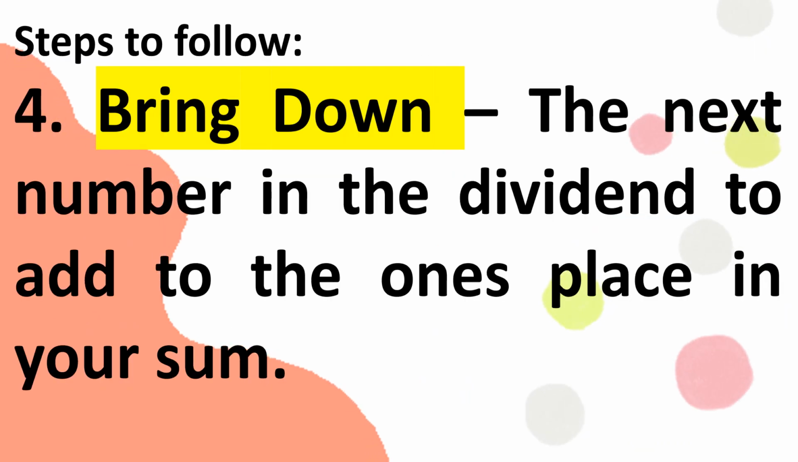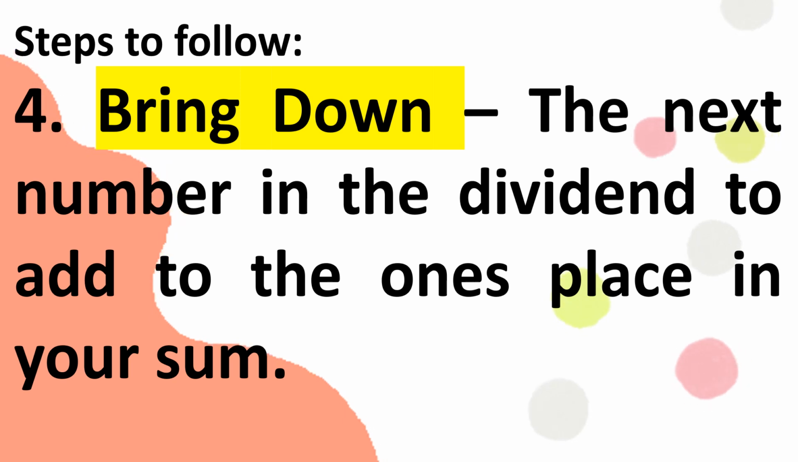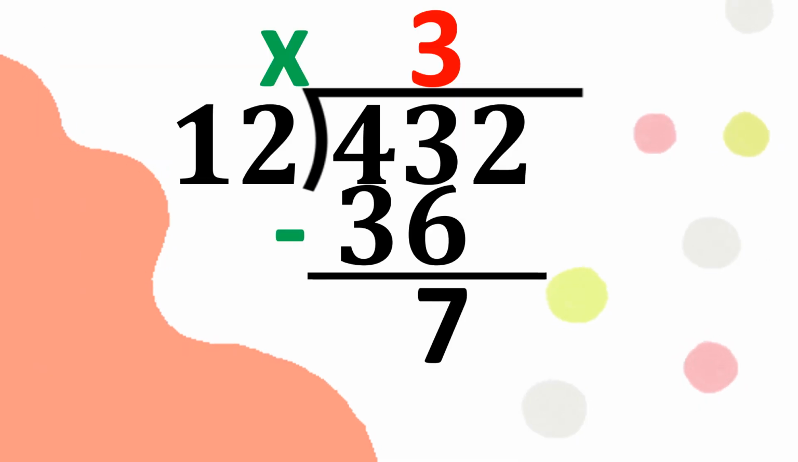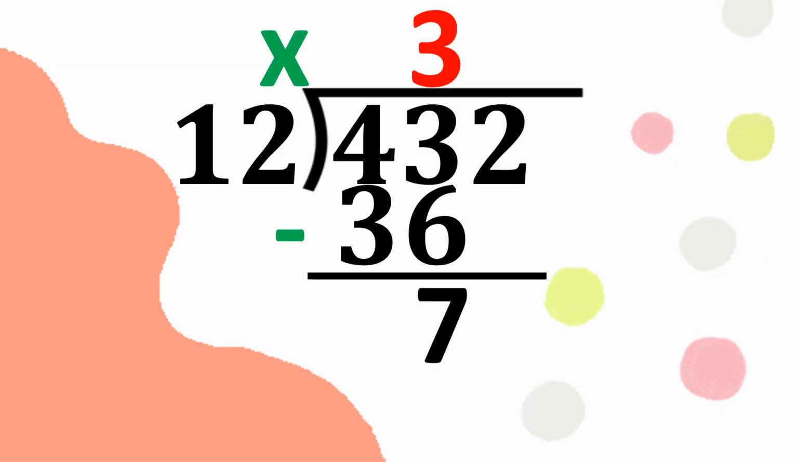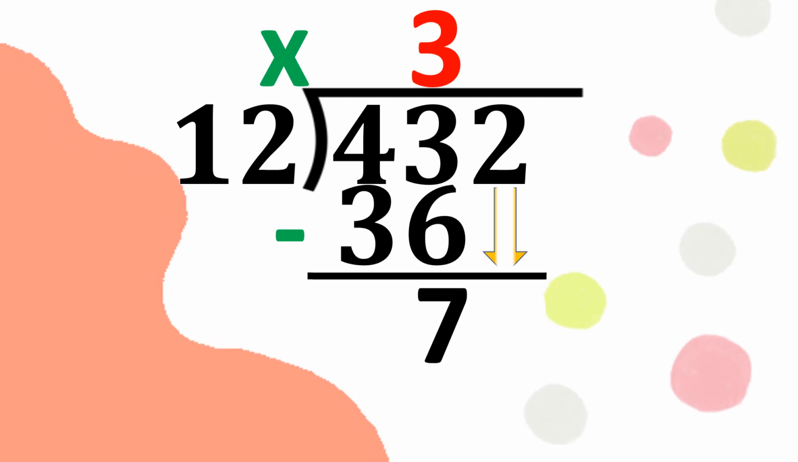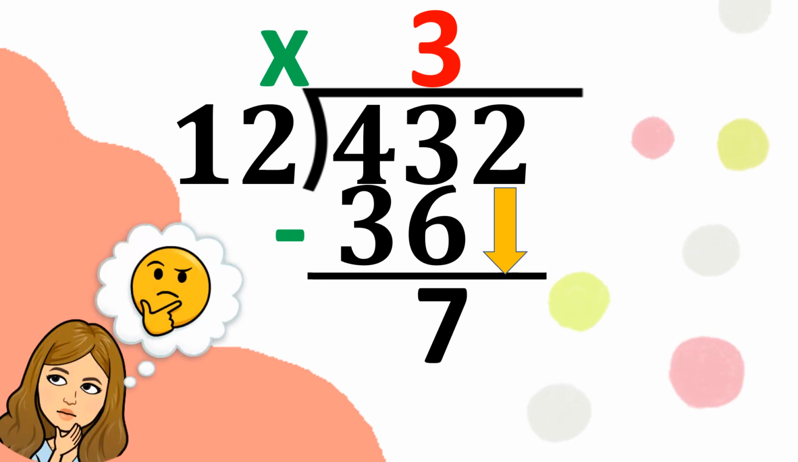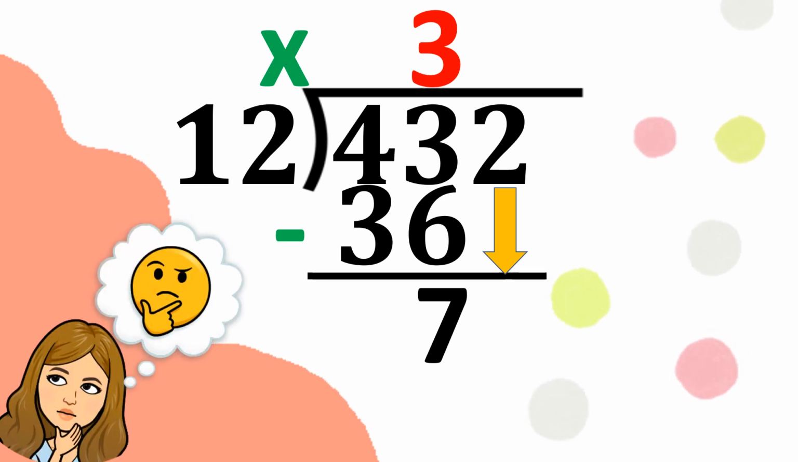Next step is to bring down the next number in the dividend to add to the ones place in your difference. So meaning, bring down the next number at the right. So we have 7 already from 43 minus 36. And we are going to bring down 2 because the next number is 2. So now we have 72.